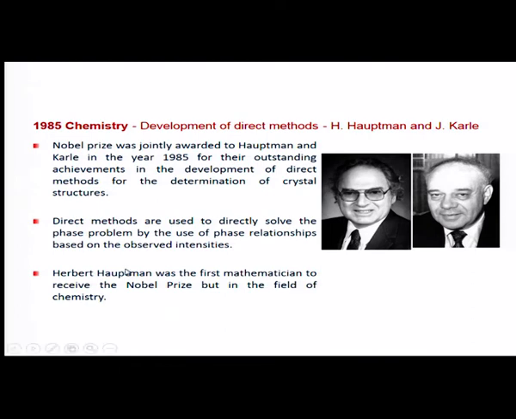The 1985 Chemistry Nobel Prize was shared by a mathematician Herbert Hauptman and a chemist Professor Jerome Karle. I had the good fortune of working with Professor Hauptman 10 months before he won the Nobel Prize and 3 years continuously after his winning of the Nobel Prize. I am proud to say that I have 5 publications with Professor Hauptman. This Nobel Prize was jointly awarded to both in the year 1985 for their outstanding achievements in the development of direct methods for the determination of crystal structures.